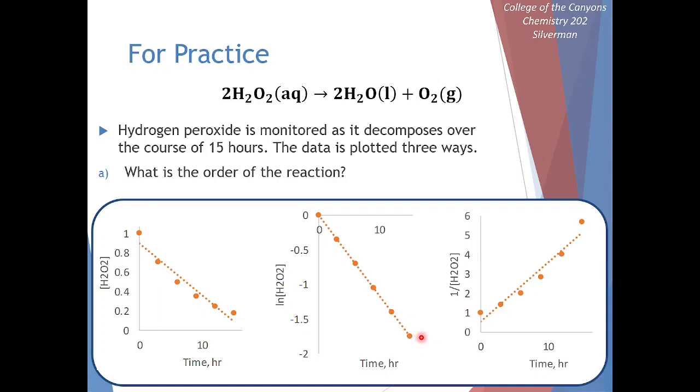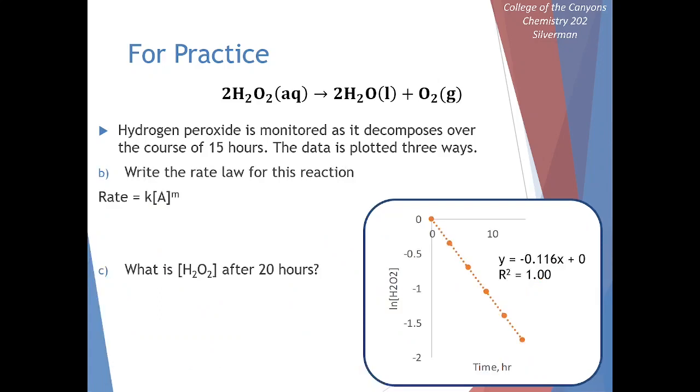Just to be safe, we can make a third graph. We can plot 1 over the concentration versus time. And we can see, okay, this does increase, but this increase is not linear, right? Our best fit line, this dotted line, does not touch all of our data points. So which graph is most linear? It's going to be this natural log plot versus time, which will tell us that, okay, our reaction has to be exactly first order.